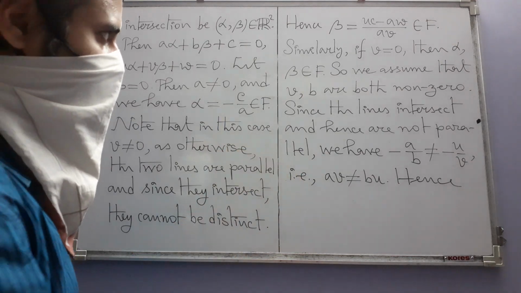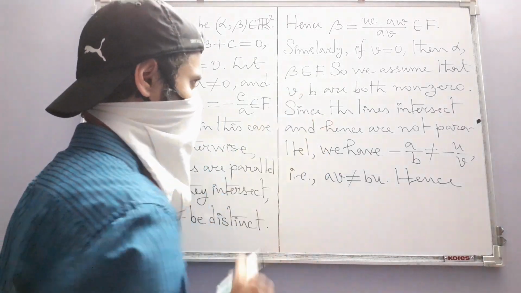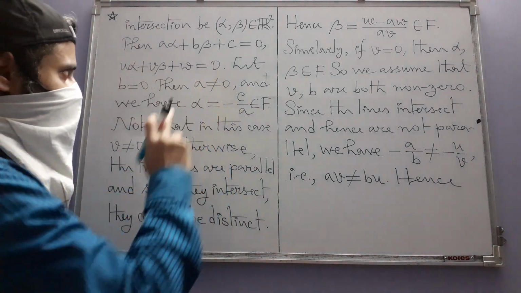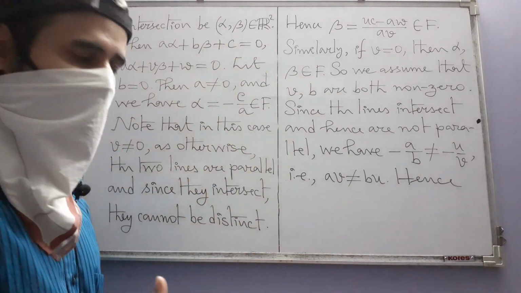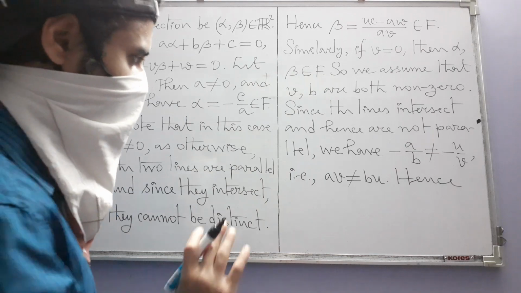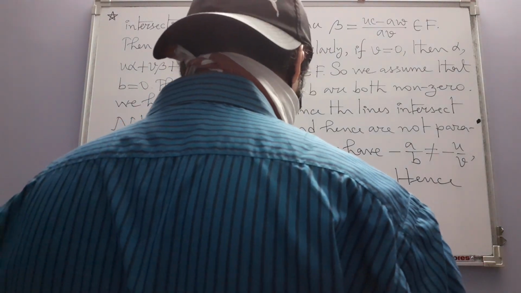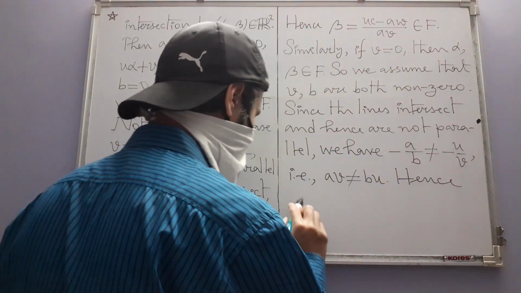Here the only condition is that v and b are non-zero. Whether any other coefficient or any constant term is 0 or not, we are not considering that. It's a general case. So these are the values of alpha and beta.